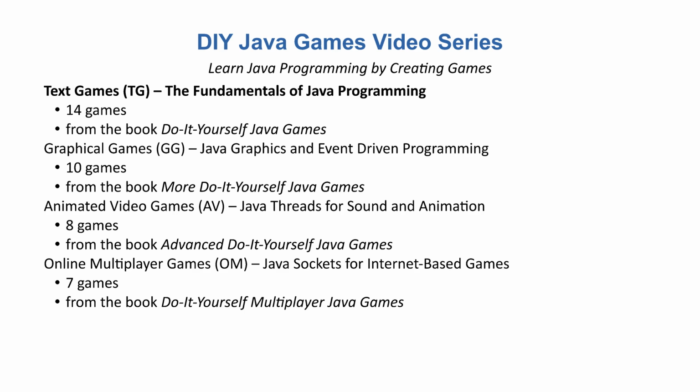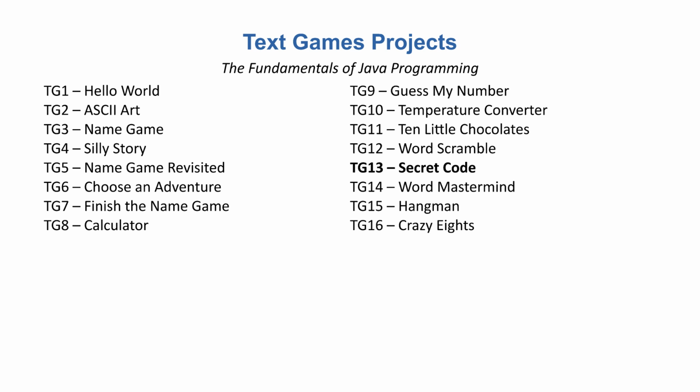We're currently in the text game video series, TG, the first of 4 types of games series. The focus of this series is to cover the fundamentals of Java programming. You'll learn how, when, and why Java programs are written the way they are. This series has 16 projects. Each project assumes you already have the skills taught in the previous projects. Unless you have other Java programming experience, I recommend that you do all the previous projects in this series before starting this project. A link to the entire Text Games playlist is provided in the description below.